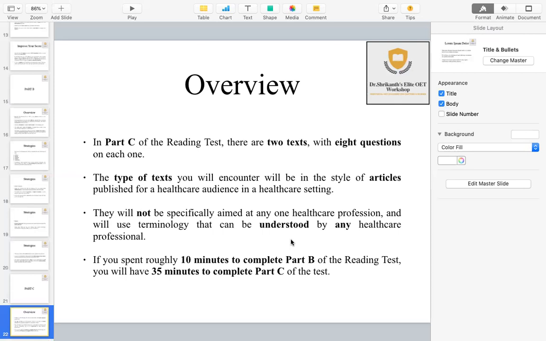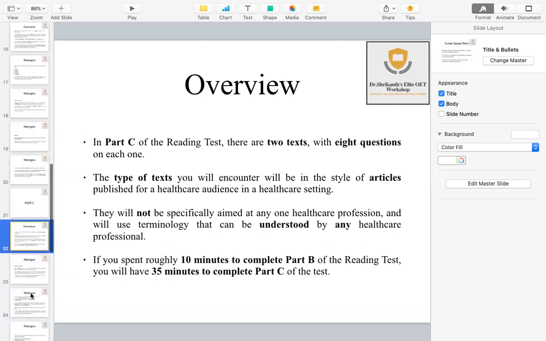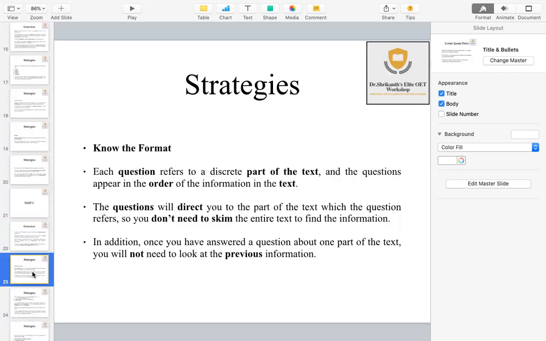Okay, so that is one aspect of how the OET exam has been designed. You have 8 questions under each of the 2 texts in part C. So, strategies for part C. Know the format. Let's see what "know the format" means.